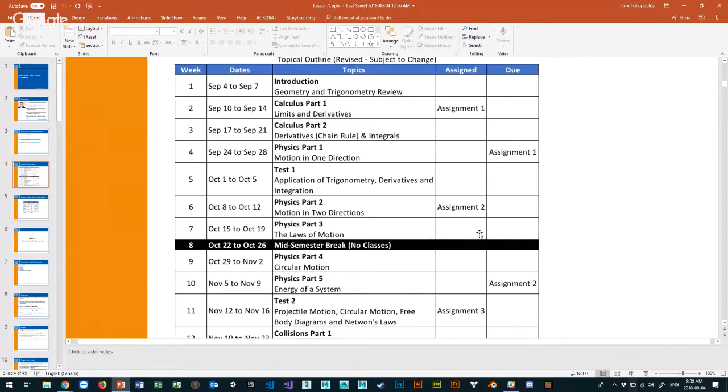So the first test is week 5, like I said, and it'll be all on trig, derivatives, and integration. Okay, so that's when the first test is going to happen. We're not going to do the test in this room. We're going to do the test in lab. Okay, so that's the mode of the test.